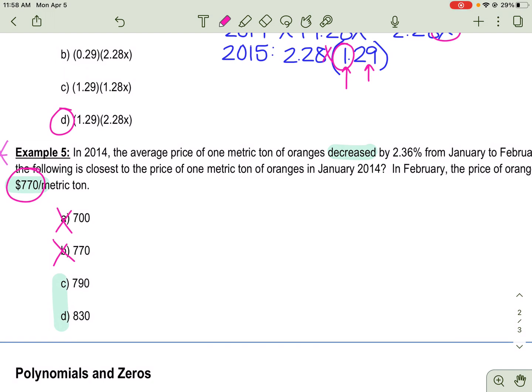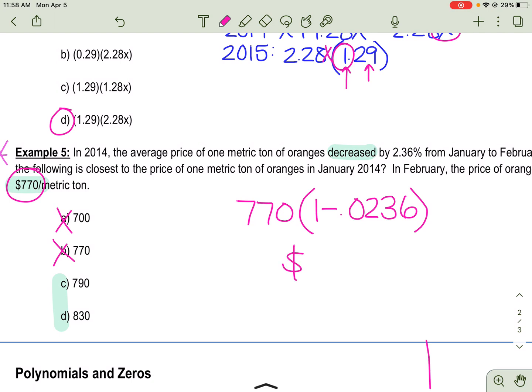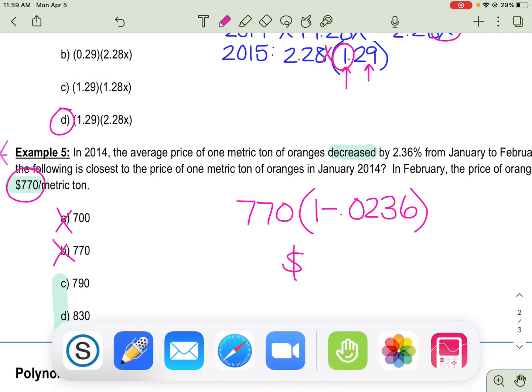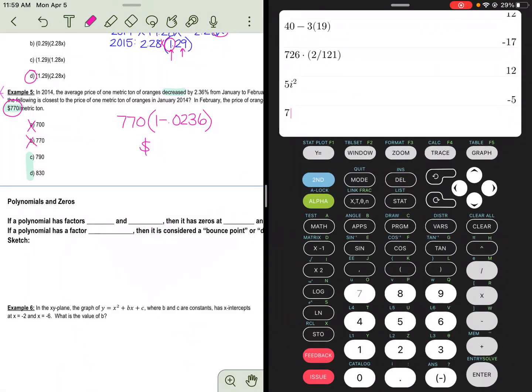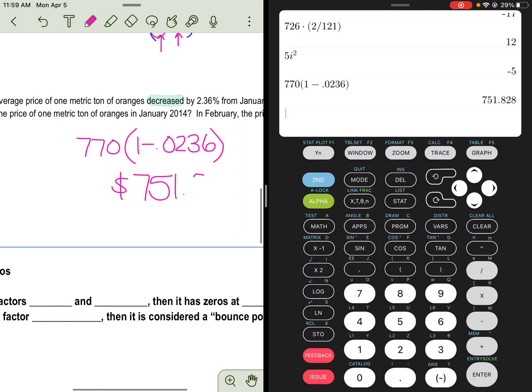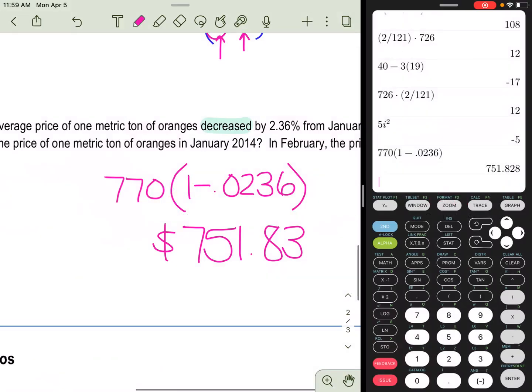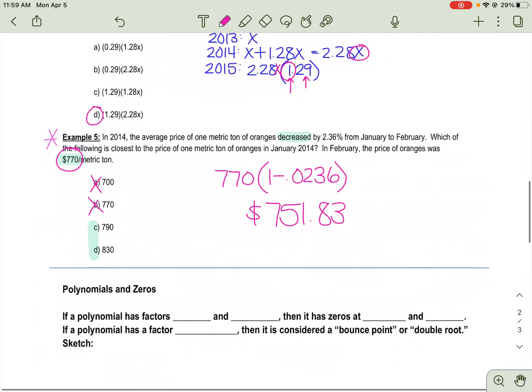So basically, in February, it started at 770. And then since it's a decrease, it is 770 times 1 minus 0.0236. This is going to be a calculator problem, so I've got 770 times 1 minus 0.0236. That gives 751.83. It's not exact, but that's going to be closest to C. D would be too far off there.